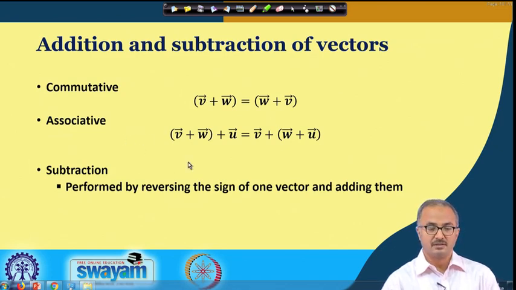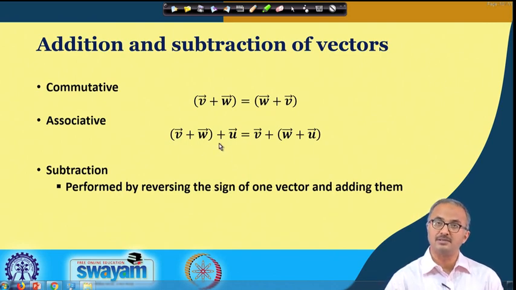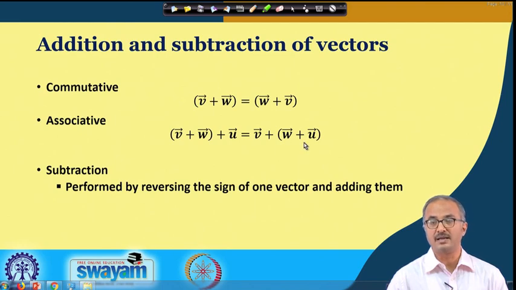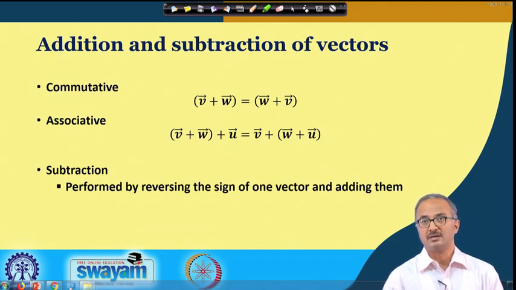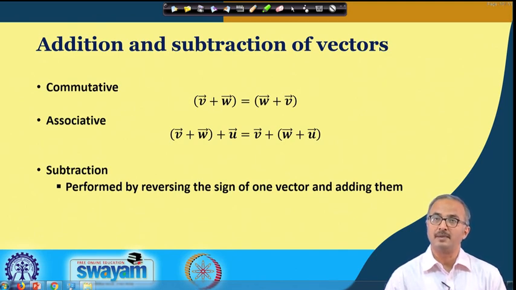Then associative. You see here that we have three vectors, v, u, w. If we first add v and w, and then the resultant vector is added to u, we shall get the same thing as with any other combination. That means if v is outside, first we add w and u, and then we add v. Whenever we add two vectors, the resultant vector will in general have both magnitude as well as direction different.